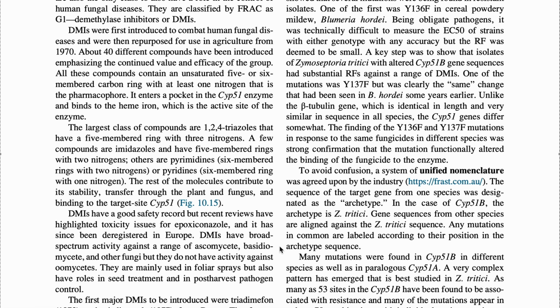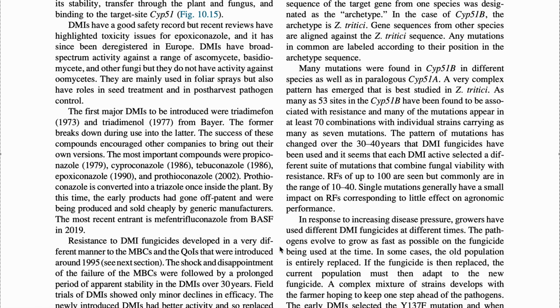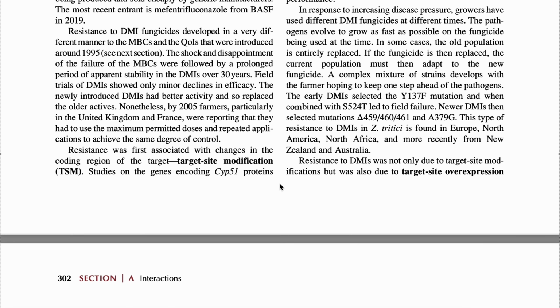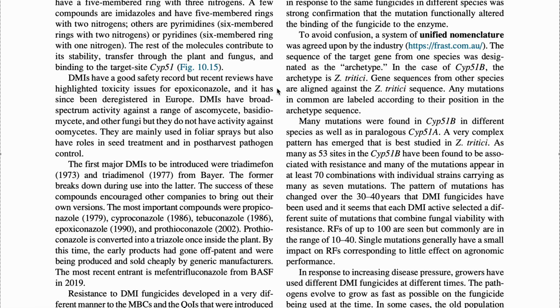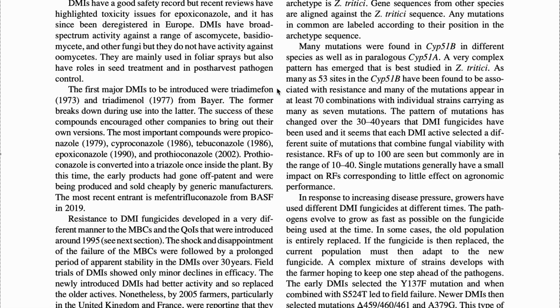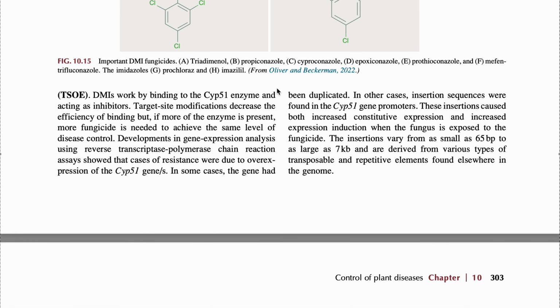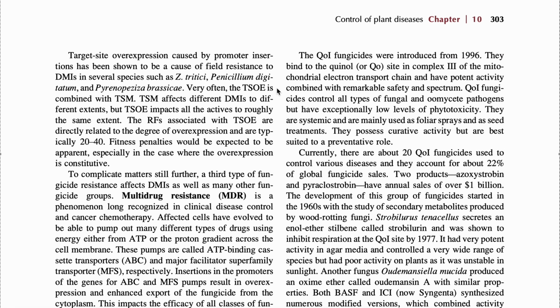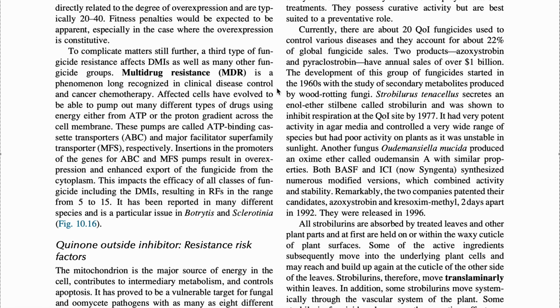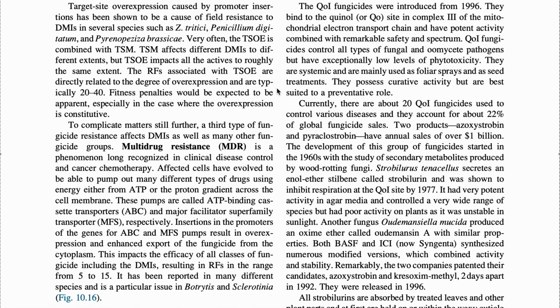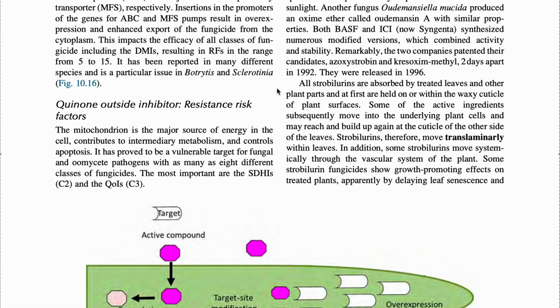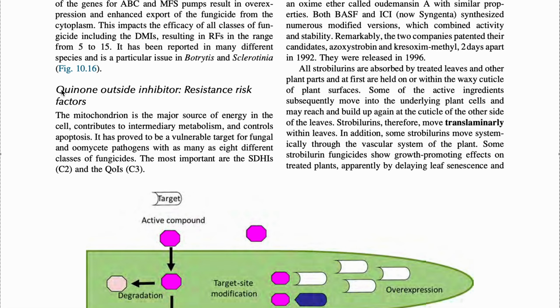Many more things have been mentioned here. Moving forward. Okay, this topic is vast. Next, let's see about the quinone outside inhibitor resistance risk factor.